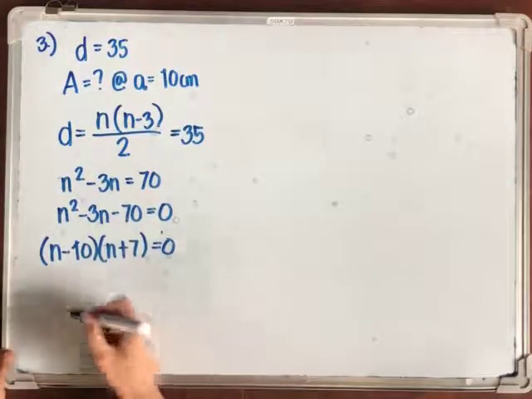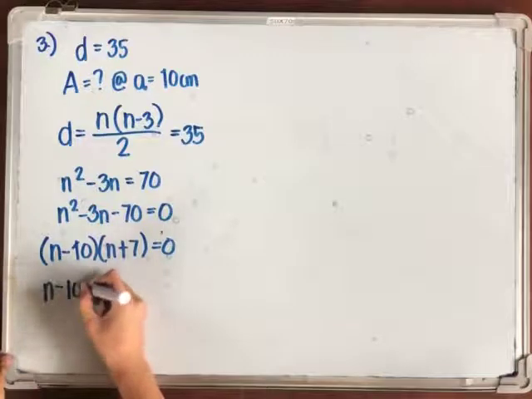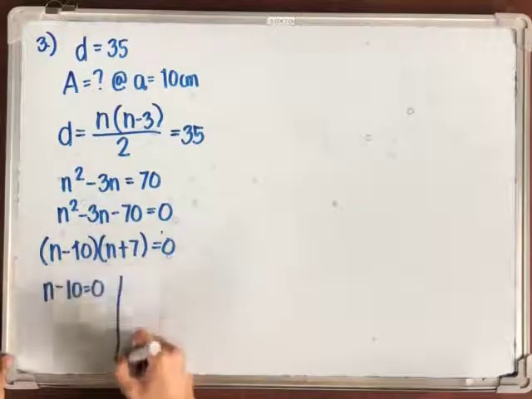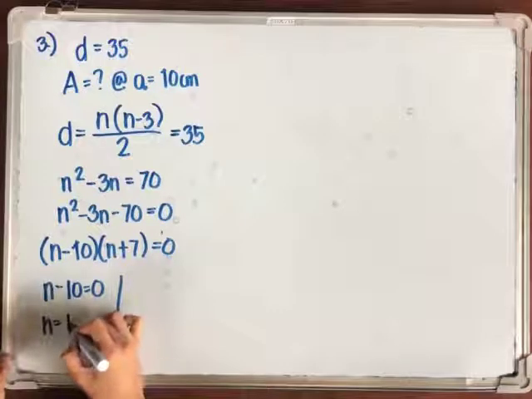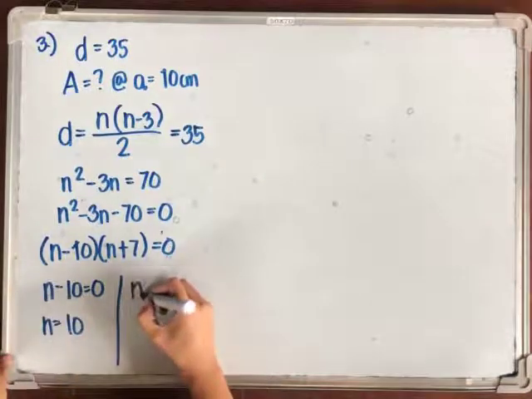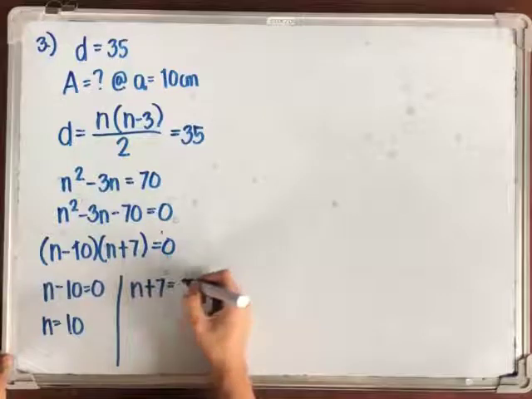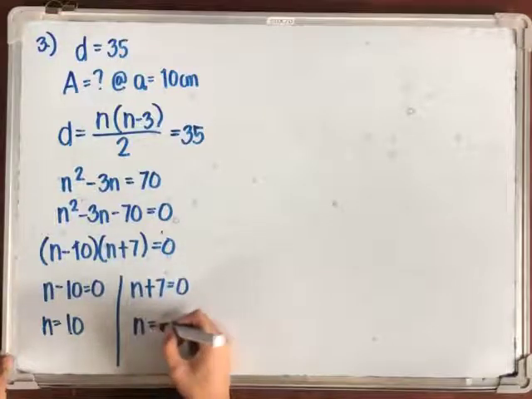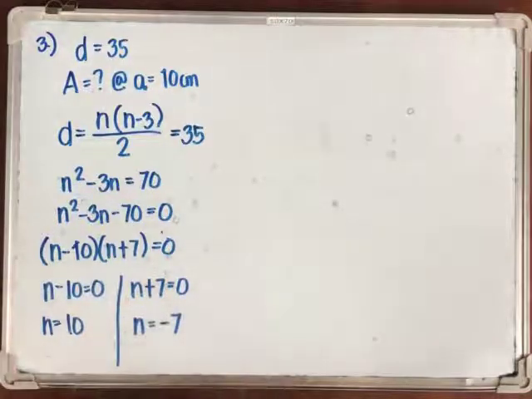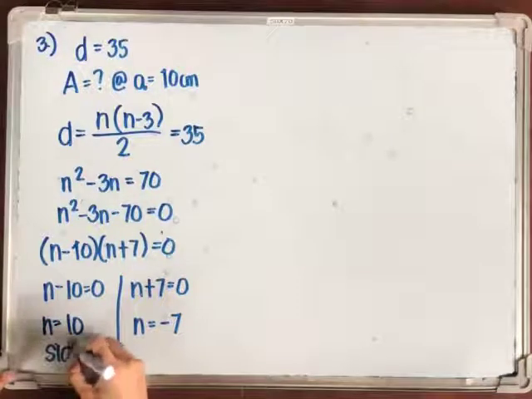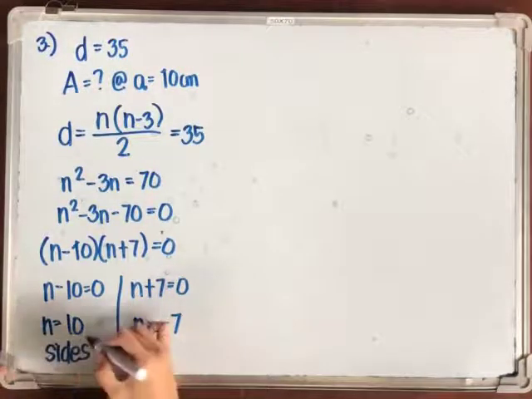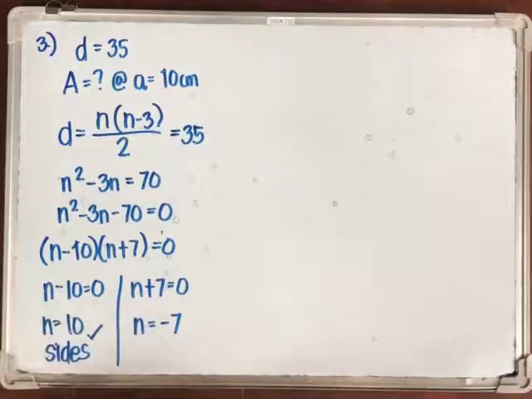Okay? Ayan na yan. Then, each factor, i-equate natin kay 0. This would give us n is equal to 10. And this would give us n is equal to negative 7. Okay, dalawa yung sagot, pero isa lang, syempre, ang logical na sagot for the number of sides, which is etong 10. So now we are looking at a polygon with 10 equal sides and with an apothem of 10 centimeters.